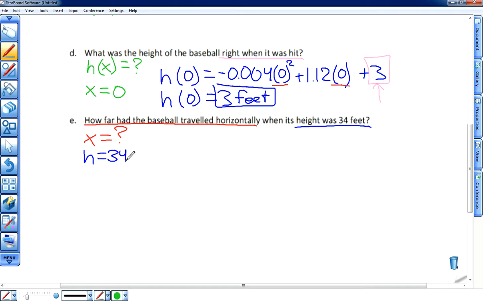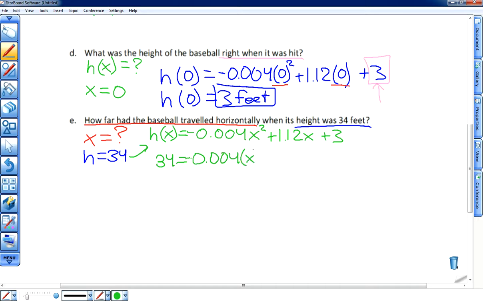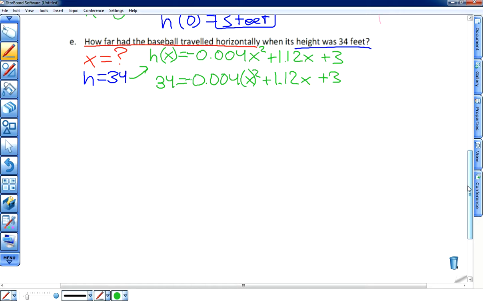If we take a look at our original model, h of x is equal to negative 0.004 x squared plus 1.12x plus 3, we are going to end up taking this value of h and plugging it in for the dependent variable. So it ends up looking like 34 is equal to negative 0.004 times x squared plus 1.12 times x plus 3. So in this case, we're plugging a value in for the dependent variable rather than the independent variable, which means that it's not simply evaluating the right side of the equation to figure out what h equals. In this case, we need to figure out what x equals, which means we're solving a quadratic equation.